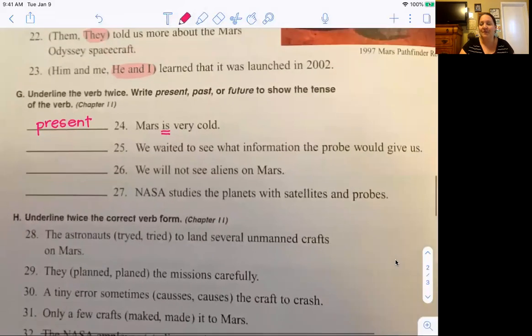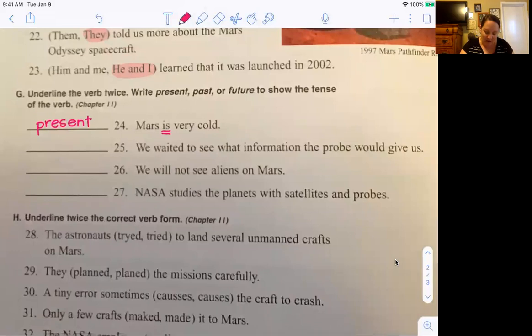Number 25. We waited to see what information the probe would give us. What's your verb? Waited. Now look at the end of this verb. If it ends in ed, is that going to be present, past, or future? That's past. That is a past tense verb.